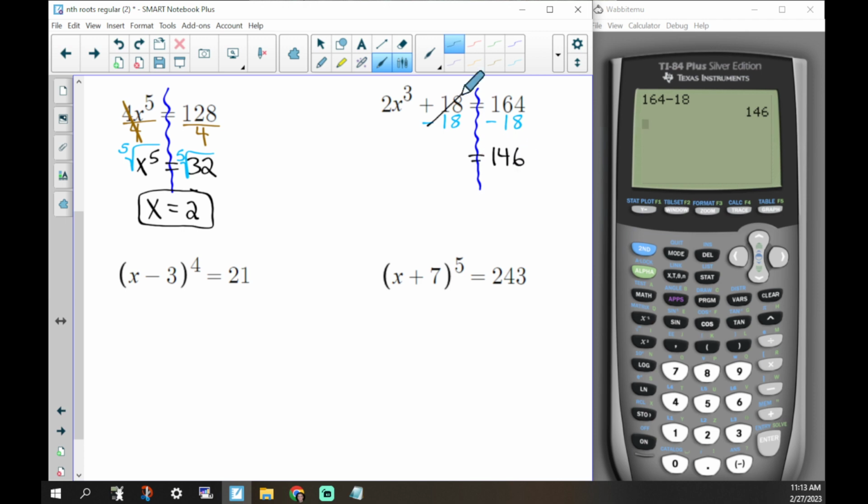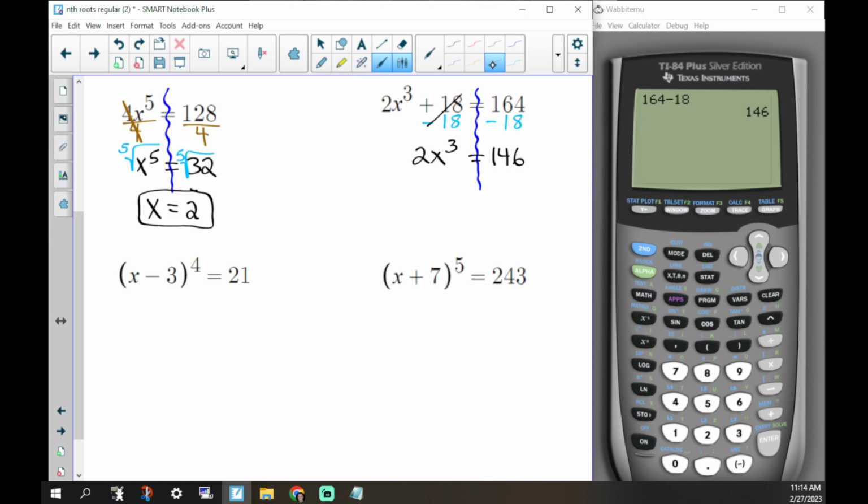If that cancels out, we're left with 2x to the third power. All we did was bring it down. Now we want to get rid of that 2 that's in front of that x to the third power. Because what does it read as? It reads as 2 times x to the third power is equal to 146.